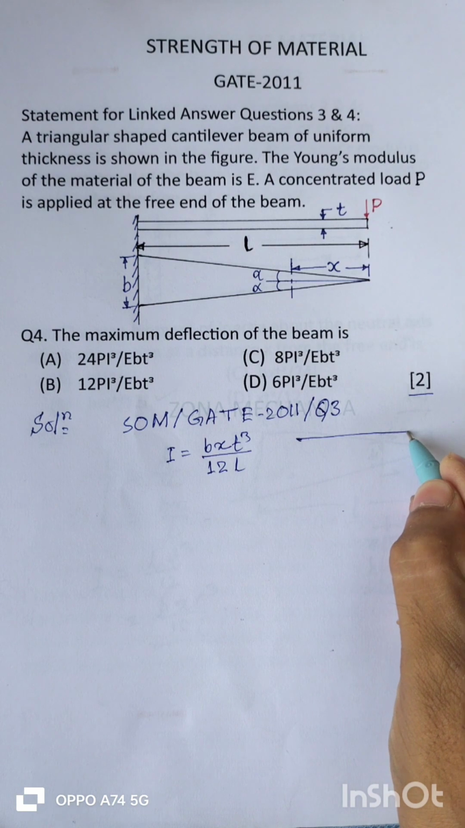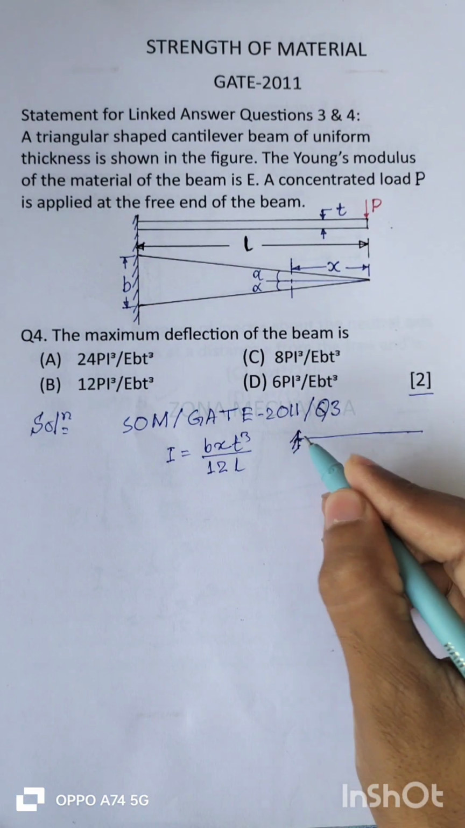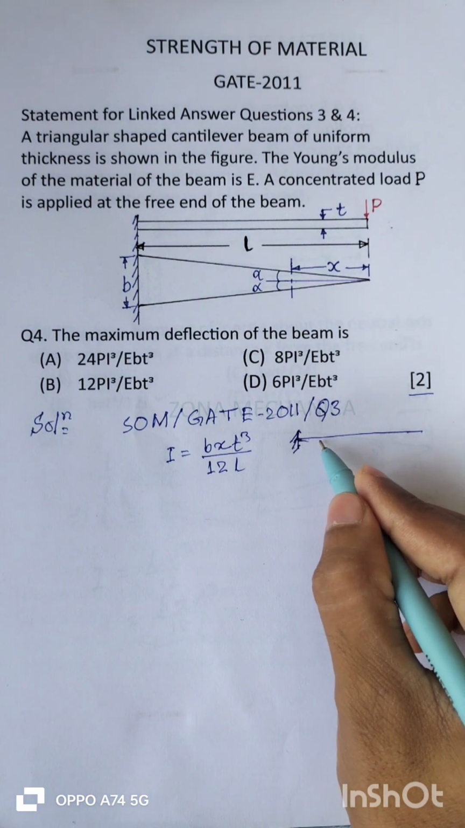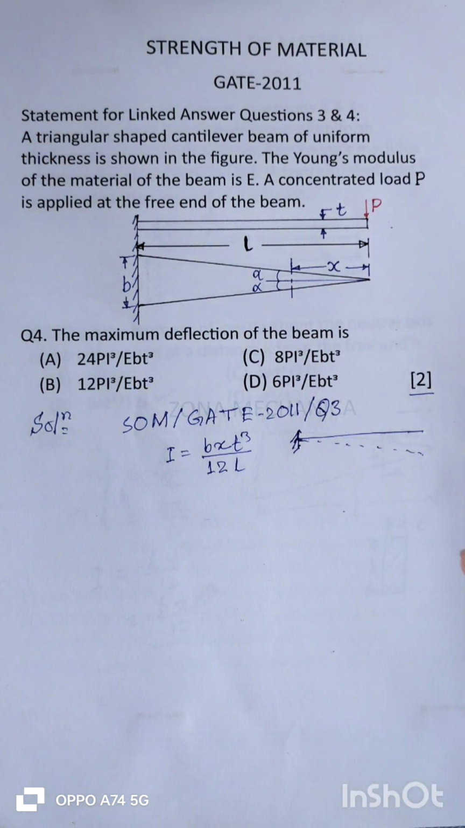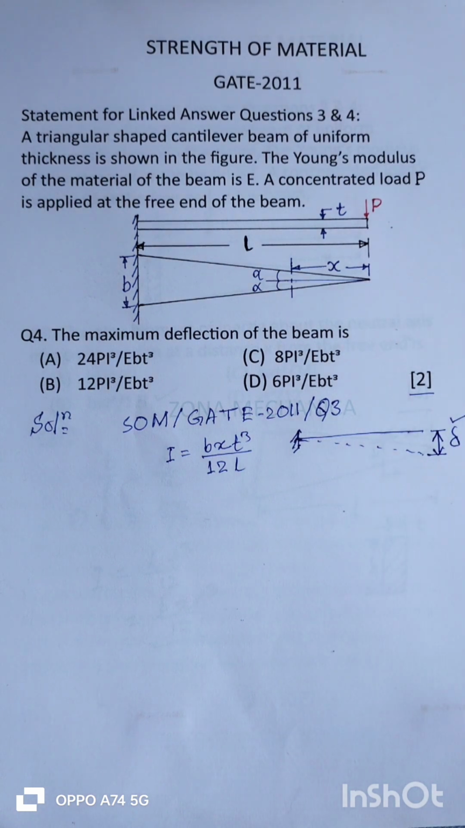Let me draw once again. Suppose this is the beam, and after deflection, this is the final position. So this is the deflection. Let delta be the deflection, so we have to find out this value of delta. So this is the question.